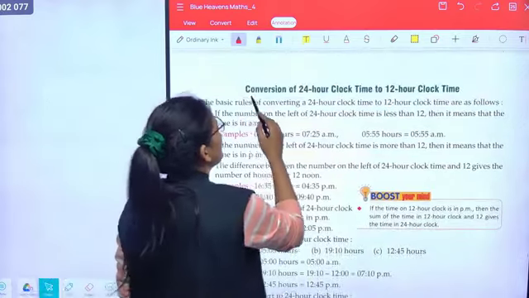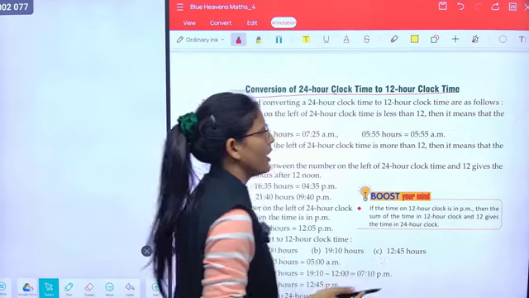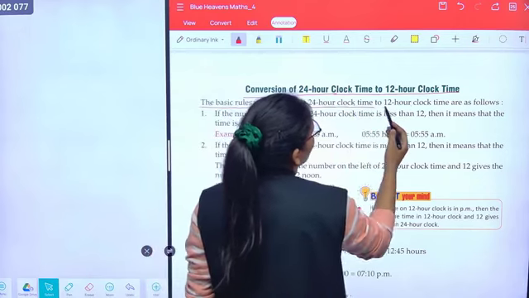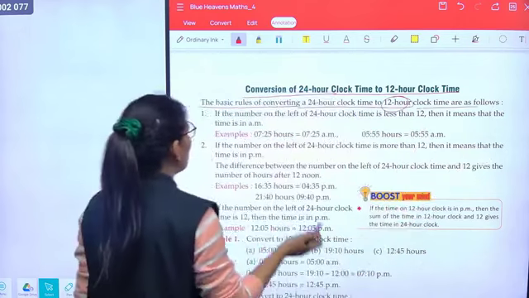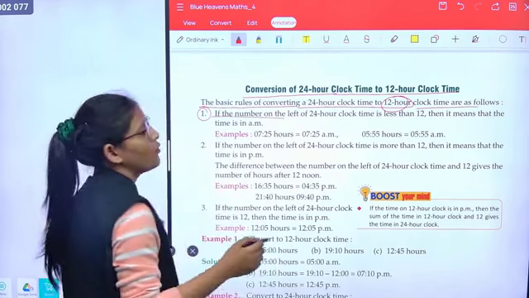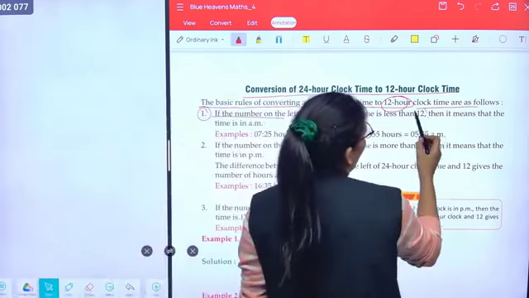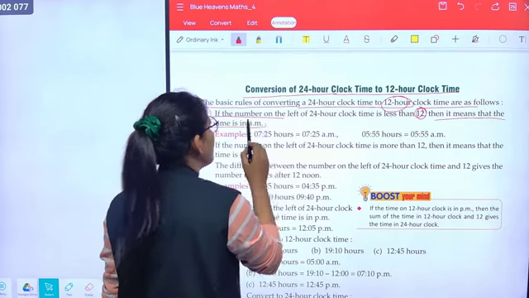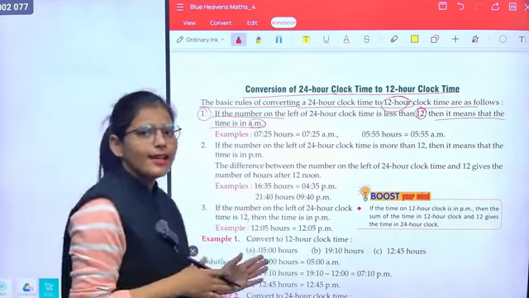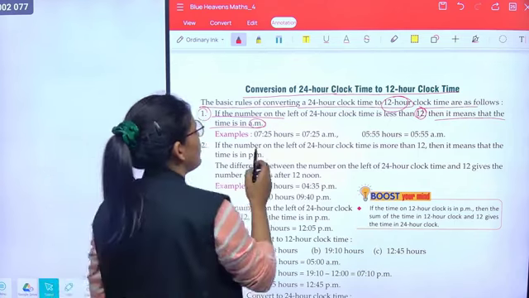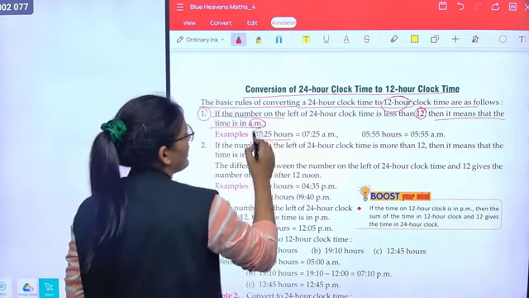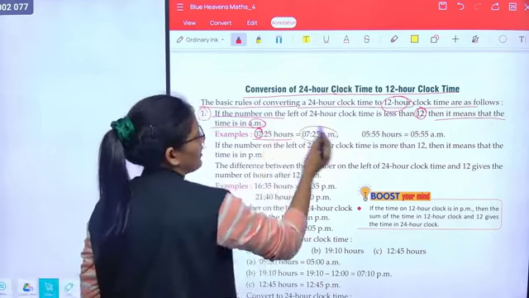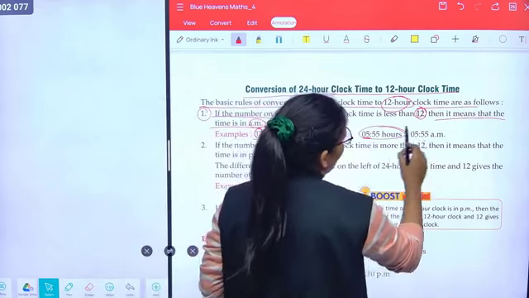Now conversion of 24-hour clock time to 12-hour clock time. Yes class, the basic rules of converting 24-hour clock time to 12-hour clock time are as follows. Now one, if the number on the left of 24-hour clock time is less than 12, अगर वो less than 12 हो, then it means that the time is in AM. अगर वो 12 से less than है means वो AM है. Example 7:25 hours means 7 क्या है, छोटा है किससे, 12 से, less than है, so AM. Now 5 is also less than 12, so again AM.